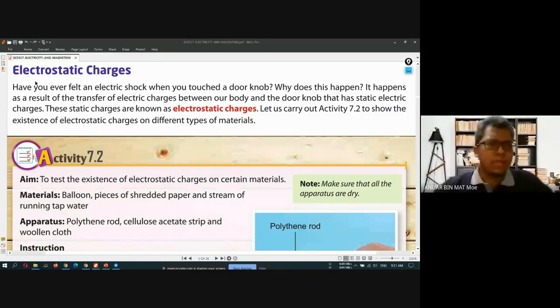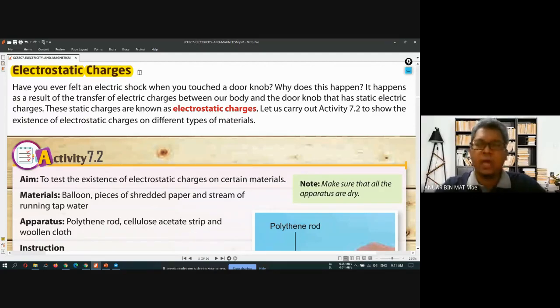Okay, electro means electric. Electro is electric, and static means it does not move. It's stationary. Static means that the charges of electric are not moving. We call it electrostatic charges. You just remember, charges here is from the word charge.